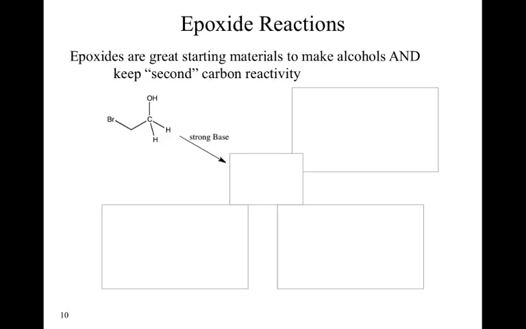We can push this even further and put both the halide and the alcohol in the exact same compound. In the extreme case, we use only 2 carbons to attach those. When we add the strong base, our alcohol becomes negatively charged. That negative charge can then come in, attack, and kick out the bromide. The result being, hopefully you recognize that, an epoxide.